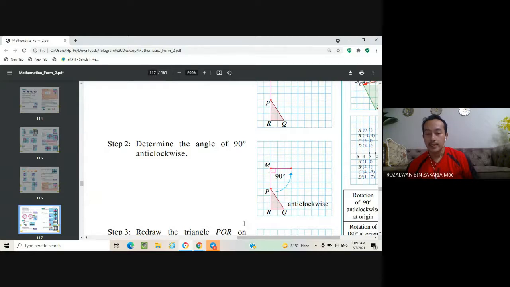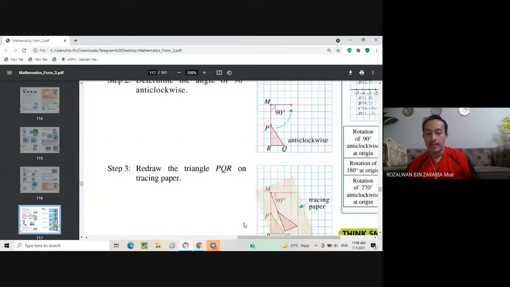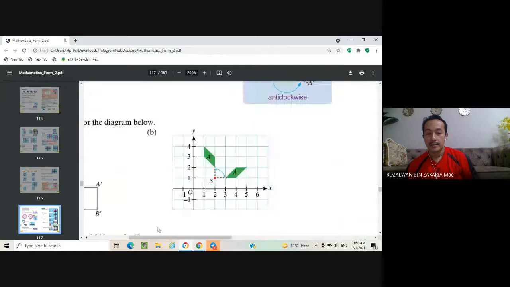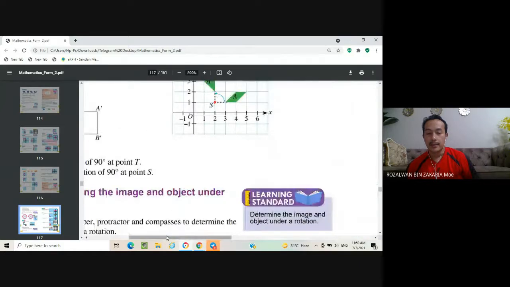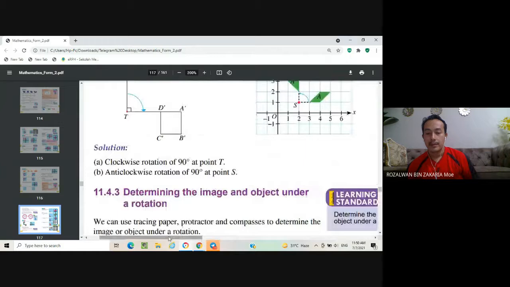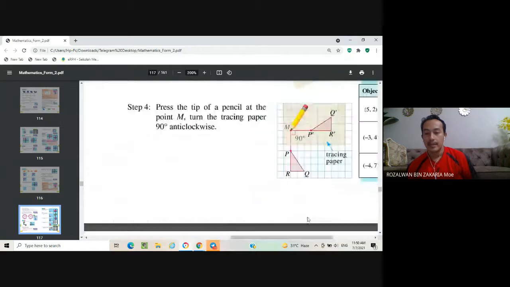So this one, okay, this one is the answer. Yeah, this one is the answer after you join all the points there. Okay, so that's how to locate the image after rotation.